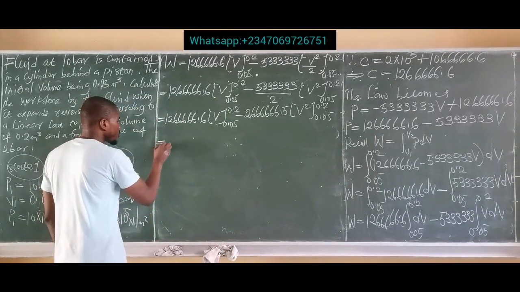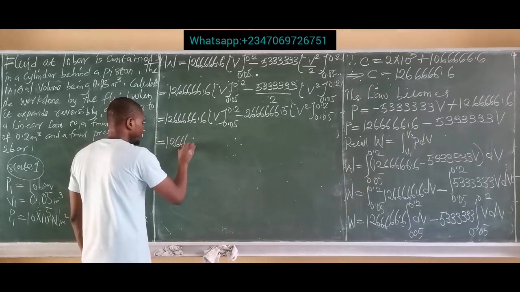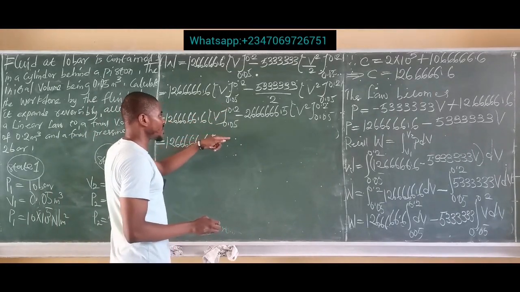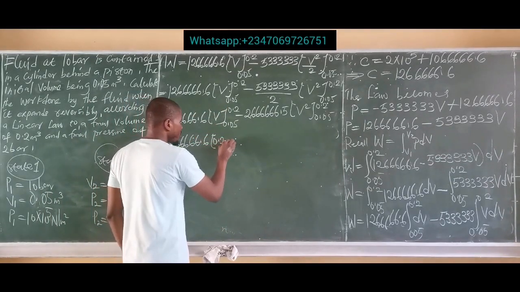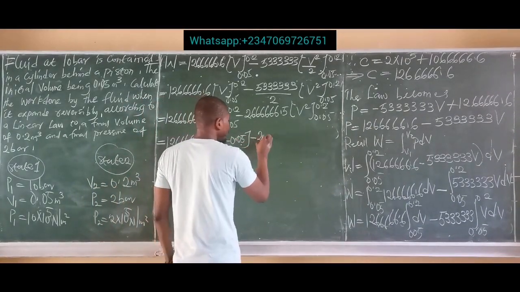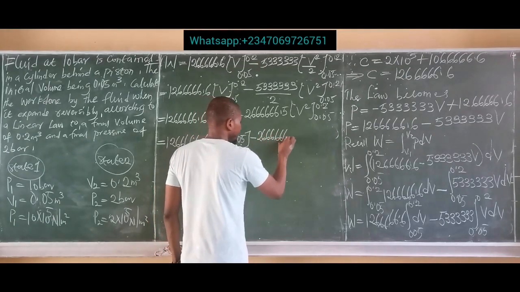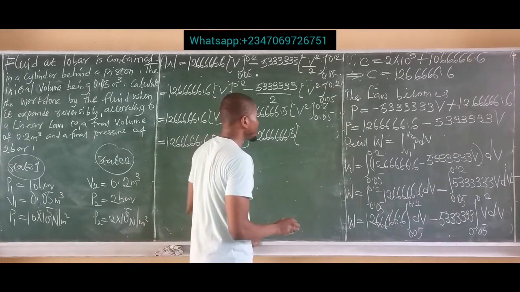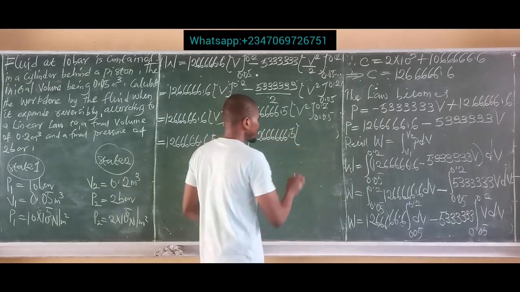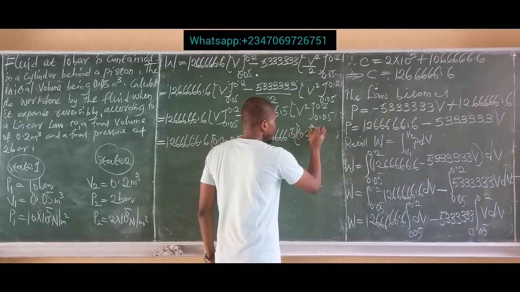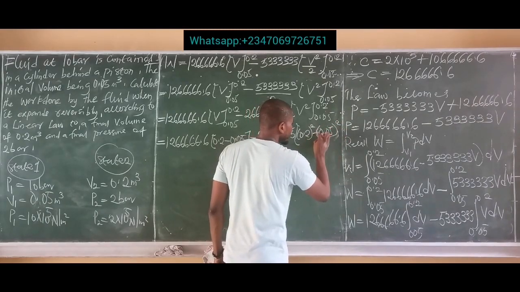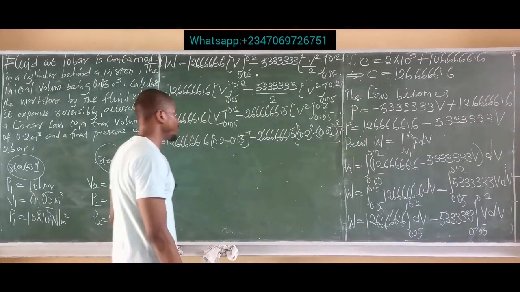So work done is equal to 12666.6 into, in place of V, upper limit minus lower limit. So we start with 0.2 minus 0.05, okay, minus, over here we have 2666.5 into, mind you, this is V squared. So it means it's going to be upper limit squared minus lower limit squared. So this becomes 0.2 all squared minus 0.05 all squared, and we have that.